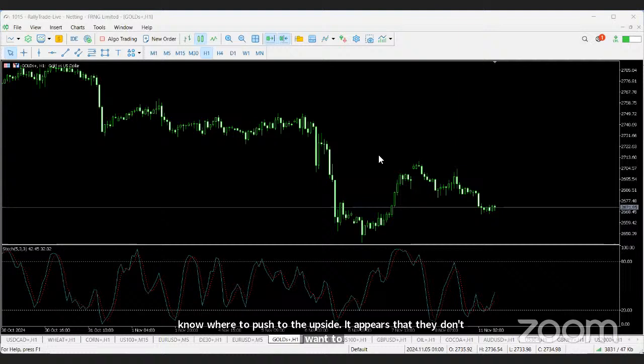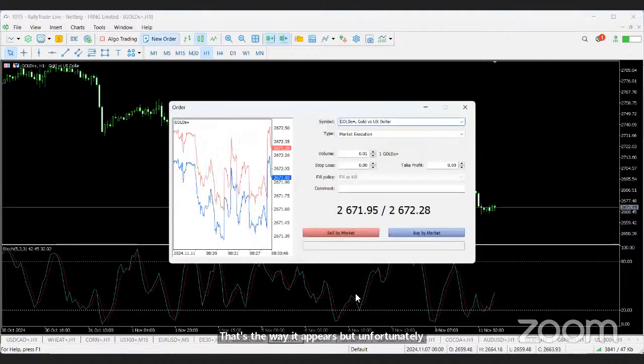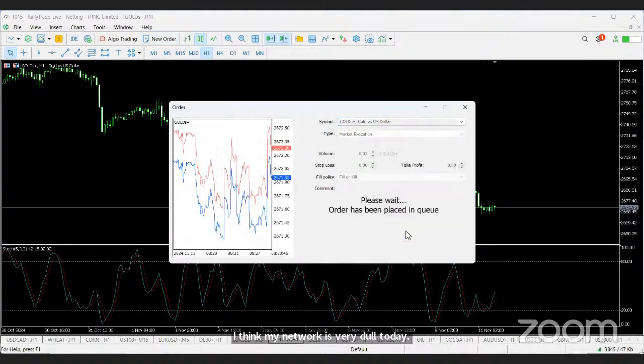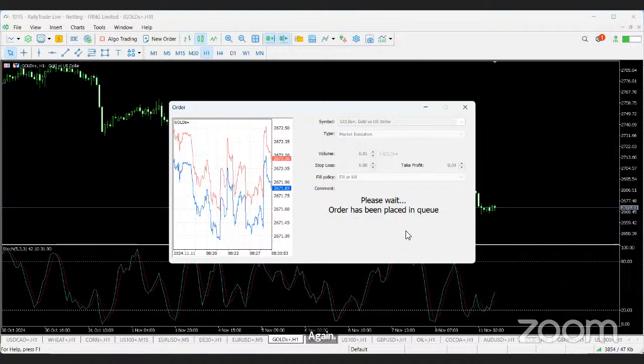That's the way it appears. But unfortunately, I think my network is very dull today. Okay, so let me see if I can just try it again. So gold looks good to go up. D30 looks good to go up. That's the two that I've seen.